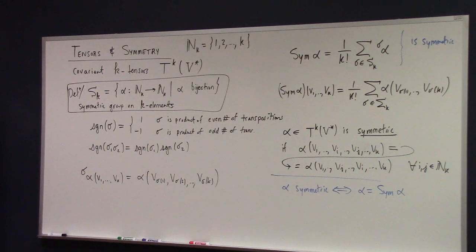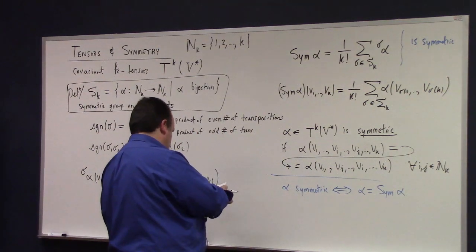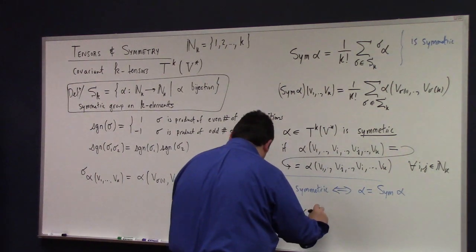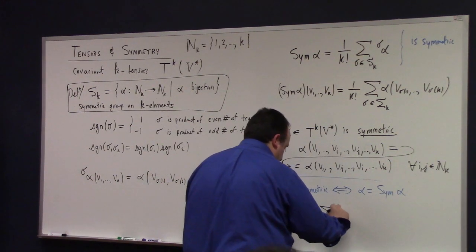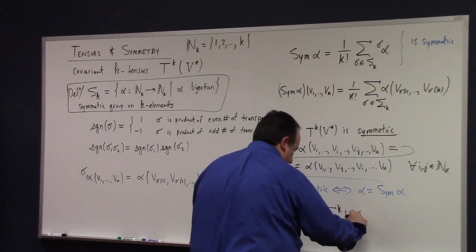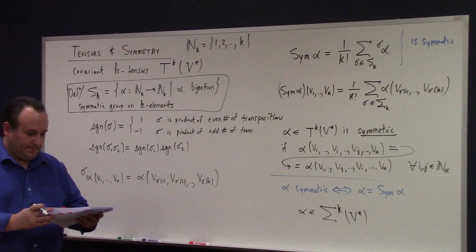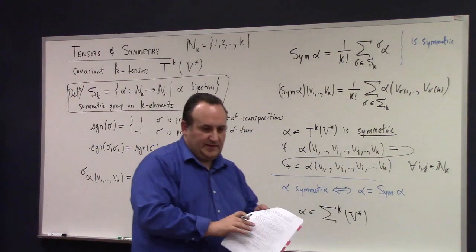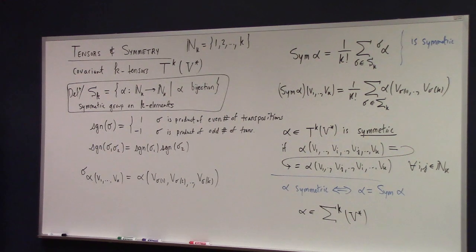he goes on to suppose that alpha is an element of capital Sigma^k(V*). So that's the set of all symmetric k-tensors. And you can prove it's a subspace because the sum of symmetric tensors is symmetric, and a scalar multiple is symmetric. It's a subspace of the set of all covariant k-tensors.